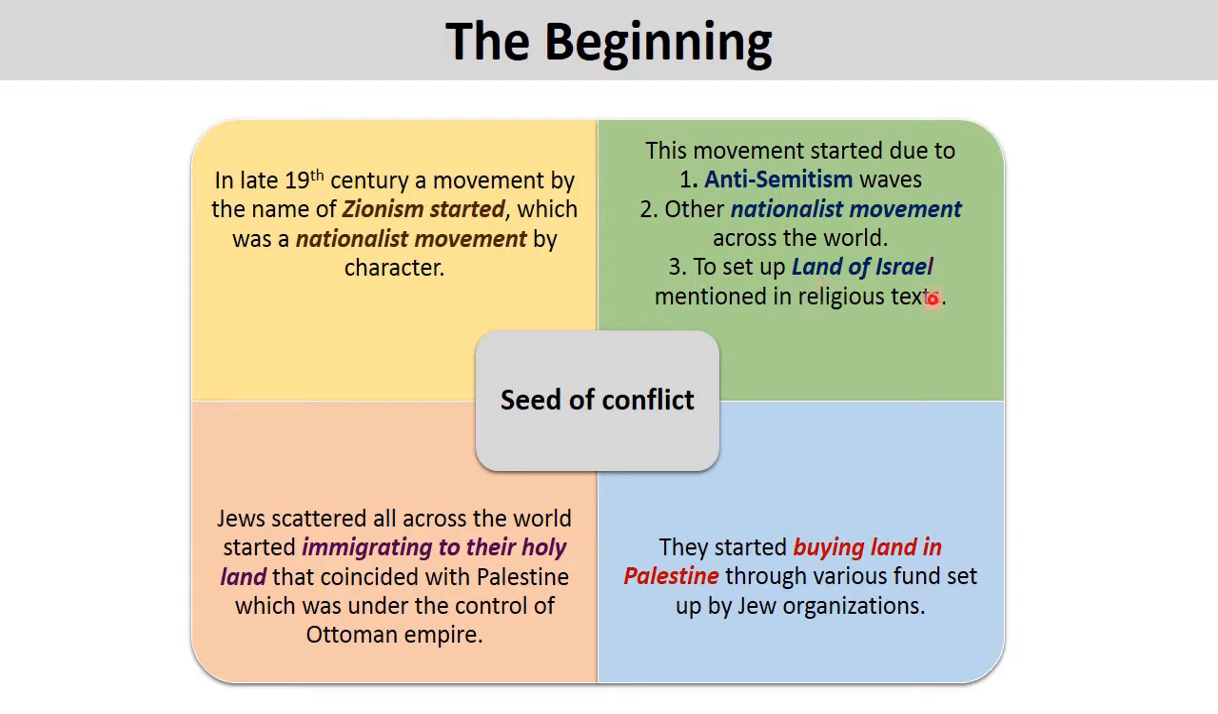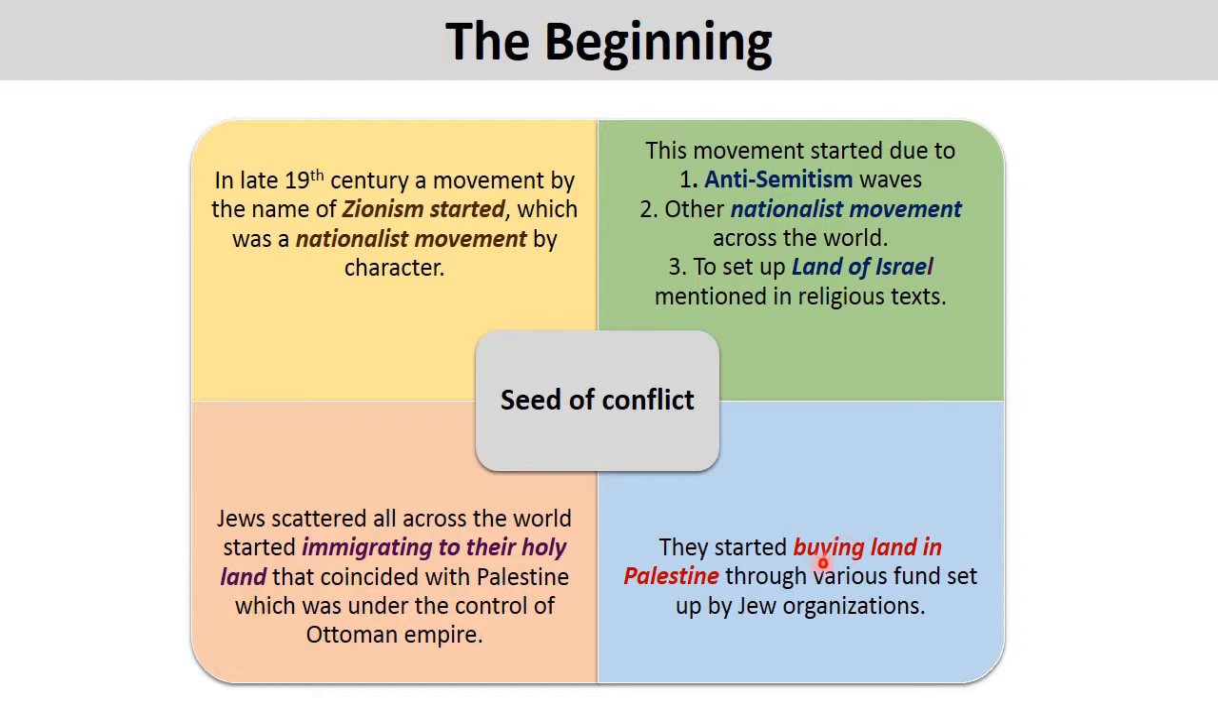So all these factors led to immigration of Jews to their Holy Land. Now the Holy Land of Jews here is Jerusalem, and Jerusalem at that time was located in Palestine. Jerusalem is a highly significant place of religious nature. It is a holy site of the Jews, it is a holy site of Christians, it is also a holy site of the Muslims. So Jerusalem, which was in Palestine, was under the control of the Ottoman Empire, and due to the movement called Zionism, these Jews started immigrating to Palestine.